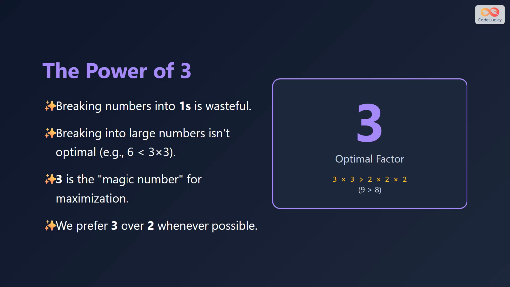Here is the key insight. 3 is the magic number. Mathematically, breaking a number into ones is wasteful because 1 doesn't increase the product. And breaking a number into factors larger than 4 isn't optimal either because you could break those down further. 3 turns out to be the sweet spot for maximizing growth.